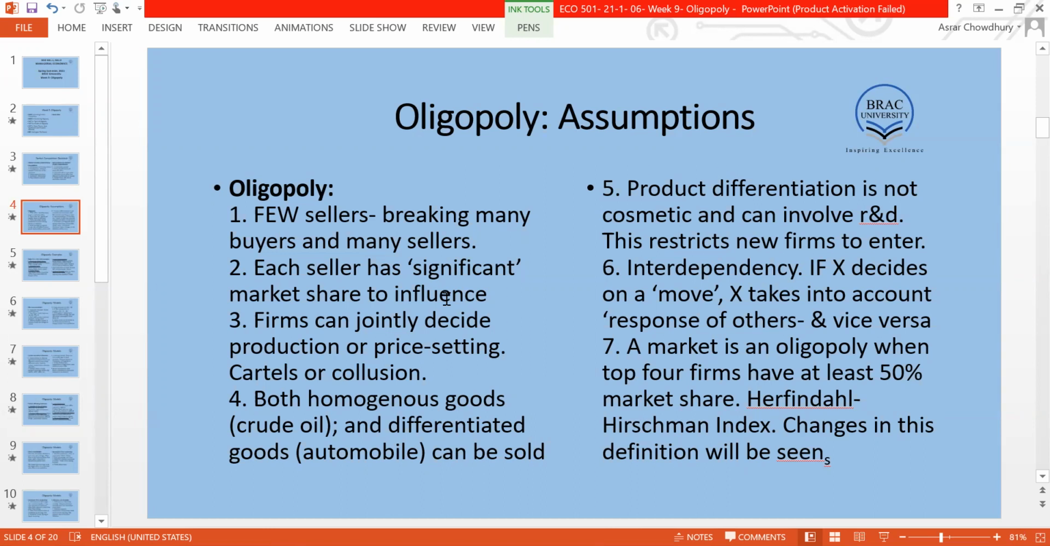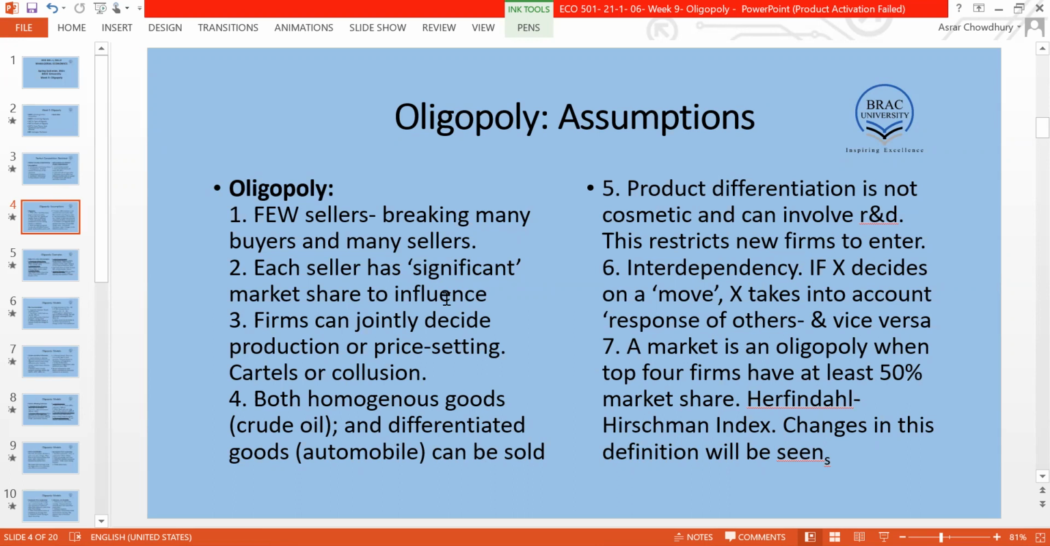How can that be possible? That can be possible because number one, the firms can decide to collude. Do you know what collusion means? Collusion means when two or more companies try and decide together what should happen in the market. Yes, that means decisions are made jointly.